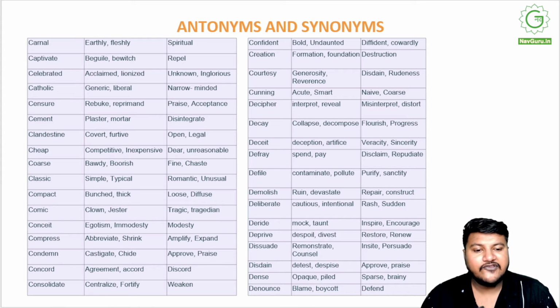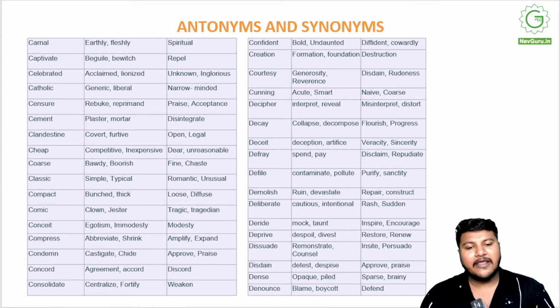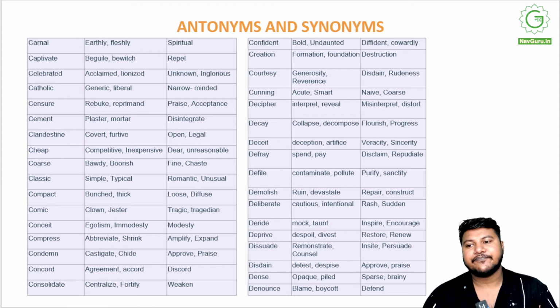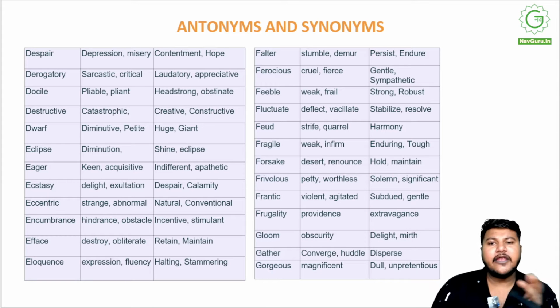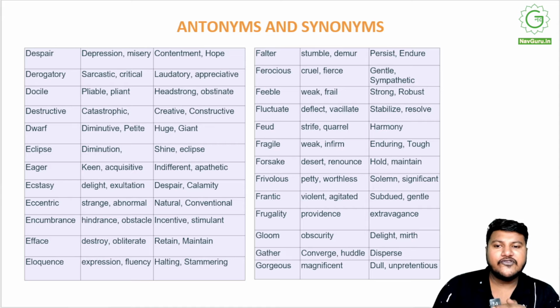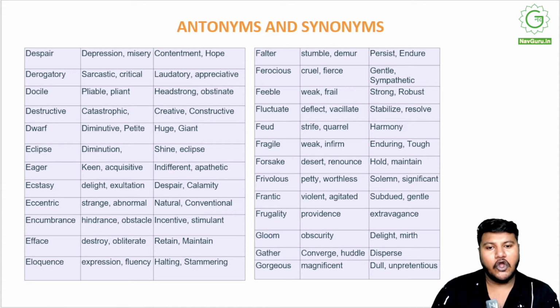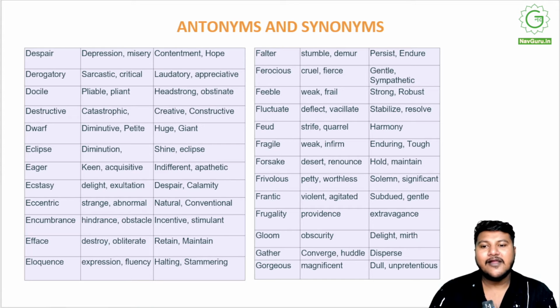Dense, opaque, piled, sparse and brainy. Denounce, blame, boycott, defend. Next up, despair, depression, misery, contentment, hope. Derogatory, sarcastic, critical, laudatory, appreciated. Docile, pliable, pliant, headstrong, obstinate. Destructive, catastrophic, creative, constructive. Dwarf, diminutive, petite, huge, giant. Eclipse, diminution, shine, eclipse. Eager, keen, acquisitive, indifferent, apathetic.